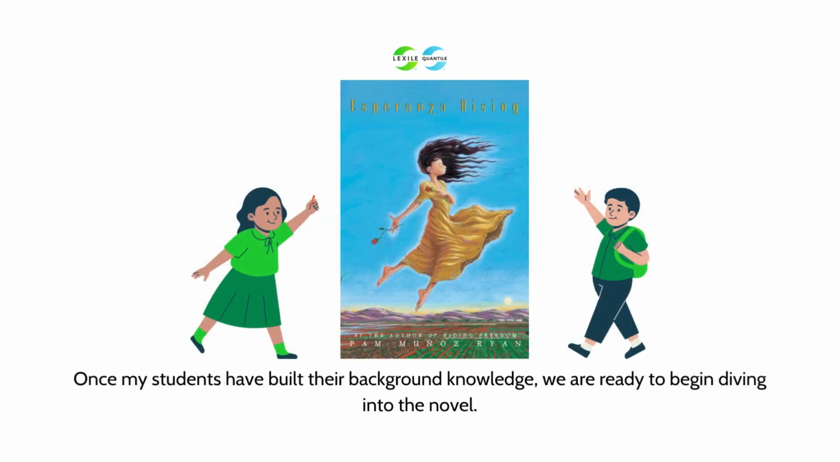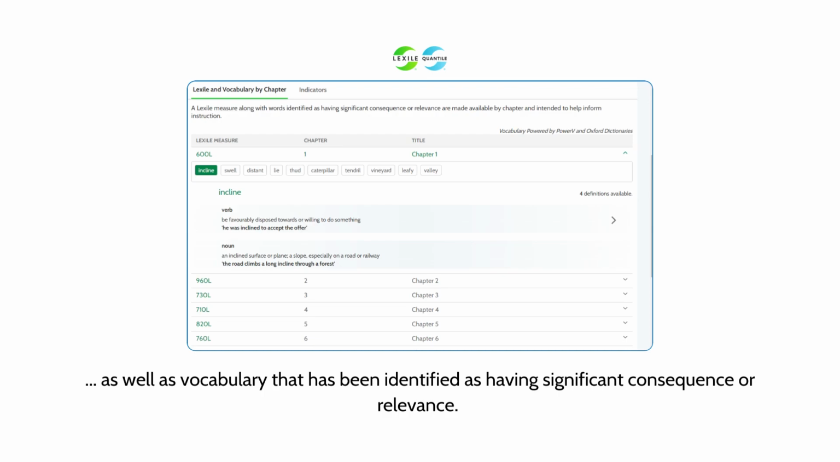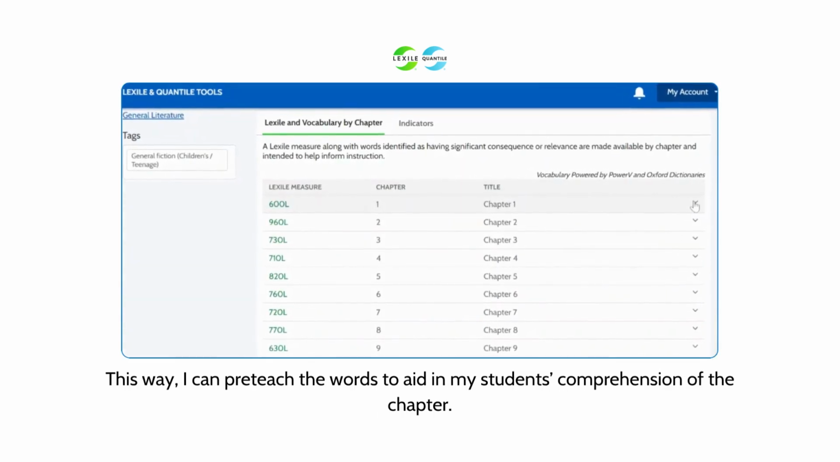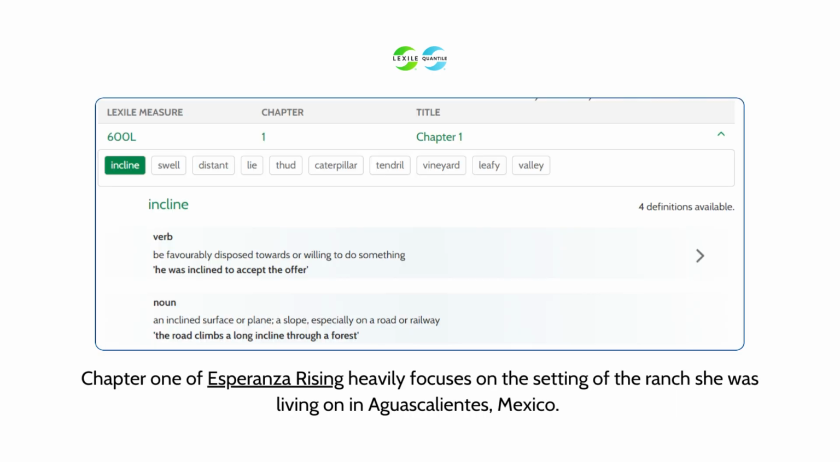Once my students have built their background knowledge, we are ready to begin diving into the novel. Before beginning Chapter 1, I always like to check Find a Book to see the Lexile measure of the chapter, as well as vocabulary that has been identified as having significant consequence or relevance. This way, I can pre-teach words to aid my students' comprehension of the chapter.